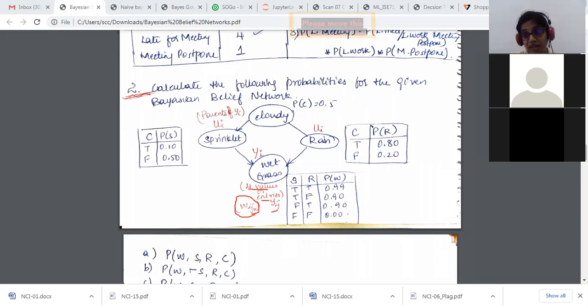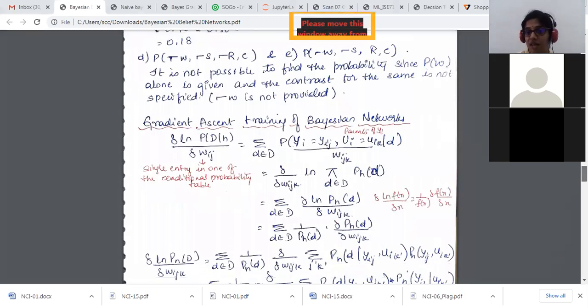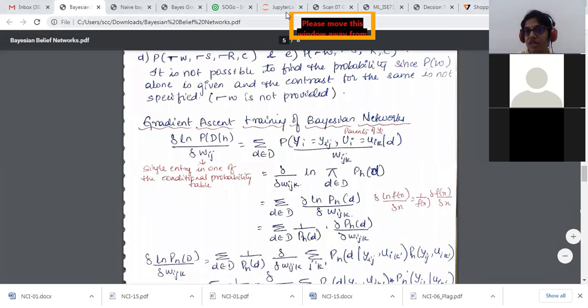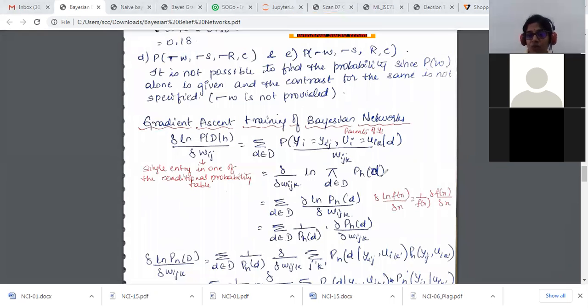So I've written what yi is, what ui is, the values of it, and what the entry values are that I'm going to consider. Now what I'm doing here is applying a logarithmic function to this. It's going to be the same wij(k), because I have ijk over here. So I'm applying the partial derivative of the logarithm of the product over p of h of d. P of h of d is basically each and every hypothesis with respect to the given data set that I'm going to consider. So I'm writing it here.